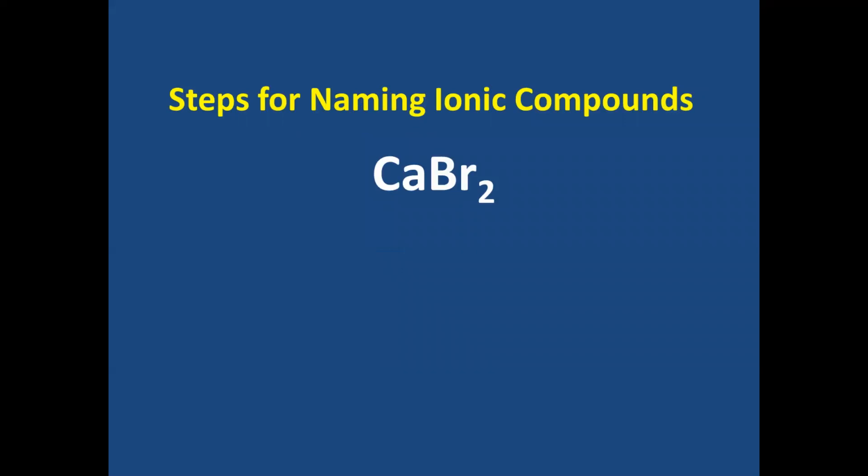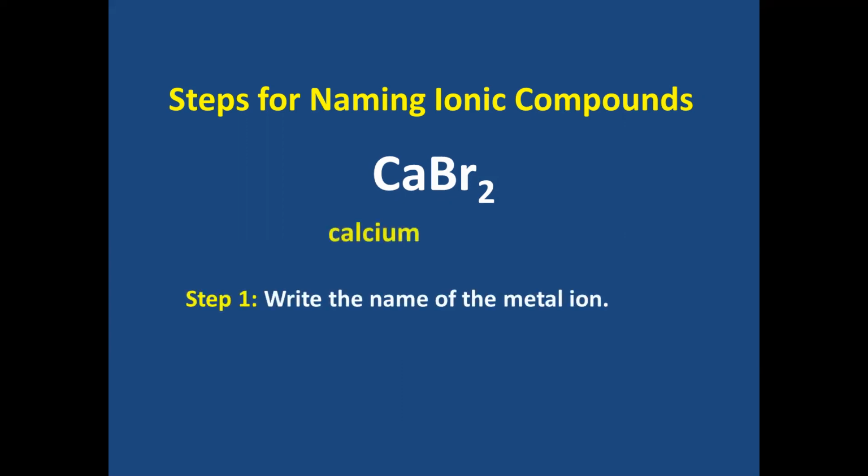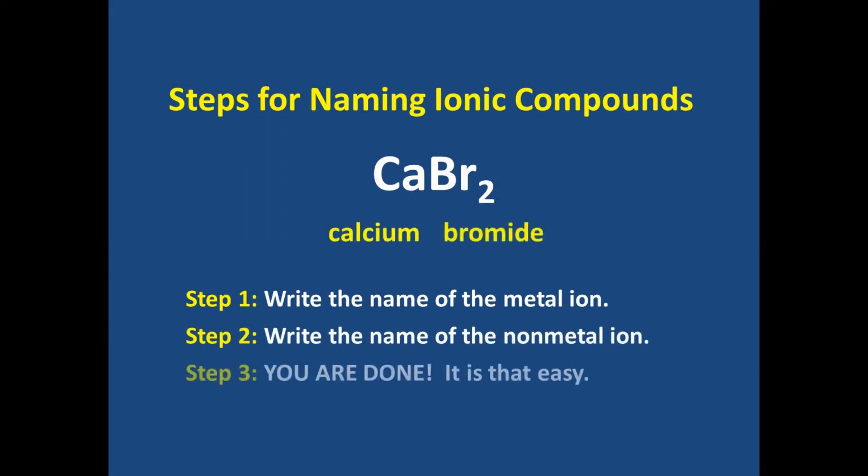When we name a compound, like this, with calcium and 2 bromines, we're going to write the name of the metal ion, calcium, and then we're going to write the name of the nonmetal ion, bromide. That's it. Ionic compounds are super duper easy like this.